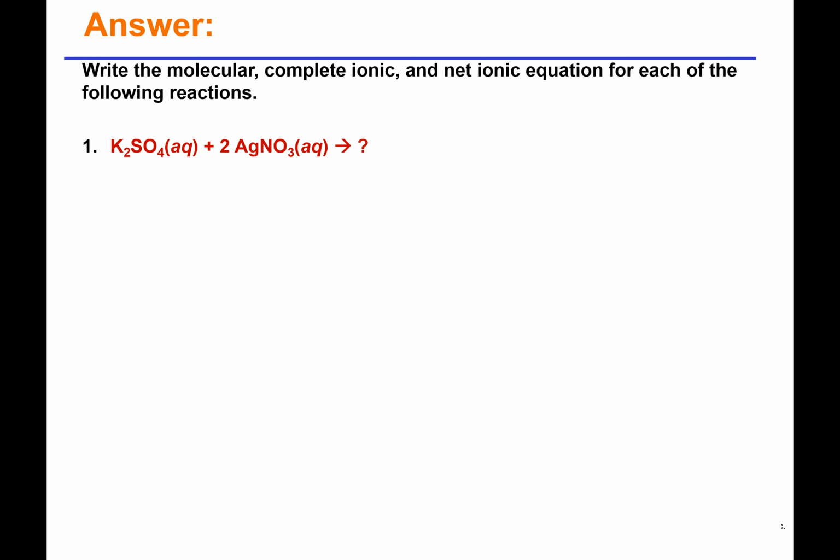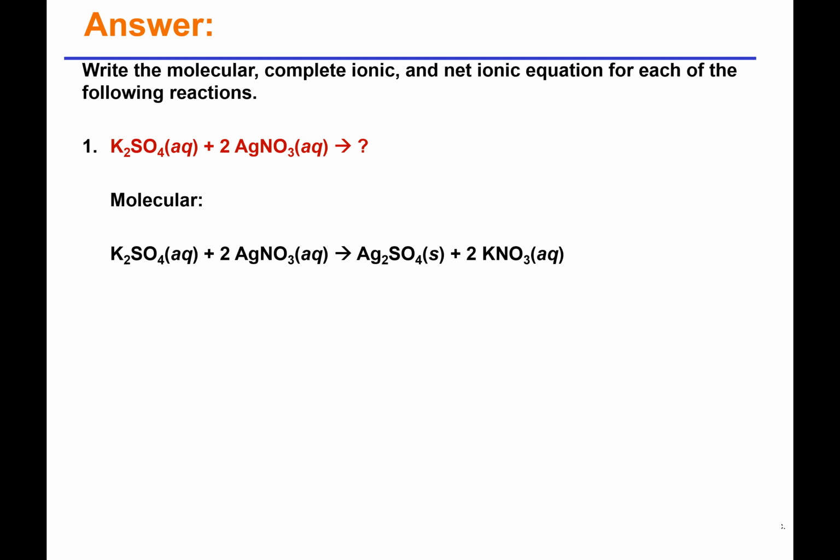Okay, so let's go over the answers for these. So the first one. So again, we want the molecular, complete ionic, and net ionic equation. Okay, so first we have potassium sulfate reacting with silver nitrate. Okay, so let's see. So we're going to swap our cations. So do the swap there. Okay, so we can predict our products: silver sulfate and potassium nitrate. Okay, so that would be our molecular.